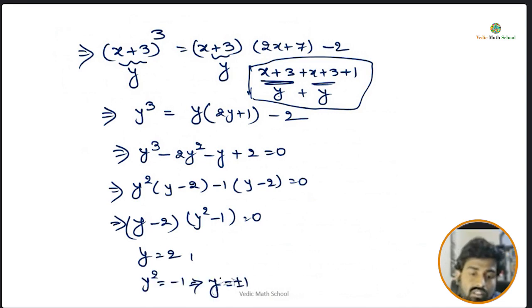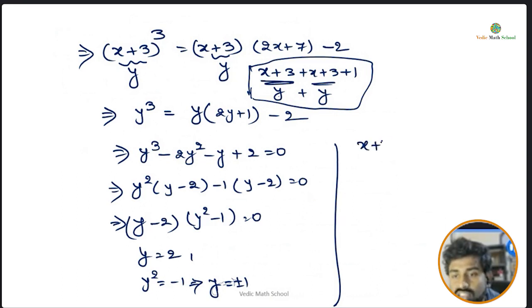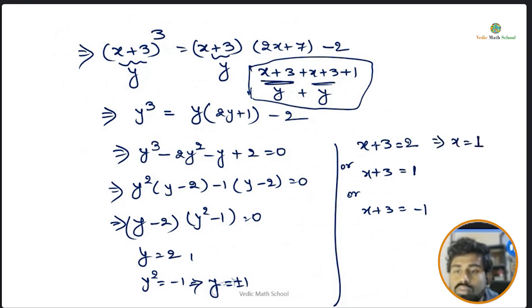Okay, 3 values have come. Now we will put this y value into x. What did we assume as y? x plus 3. x plus 3 will have 3 possibilities. It will be equal to 2, x plus 3 equal to 1, or x plus 3 equal to minus 1. This is the 3 possibility. So solve this number. So from here x equal to minus 1 because 2 minus 3 is minus 1. From here what will you get? x equal to minus 2.